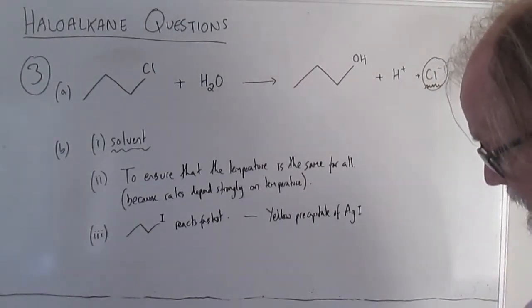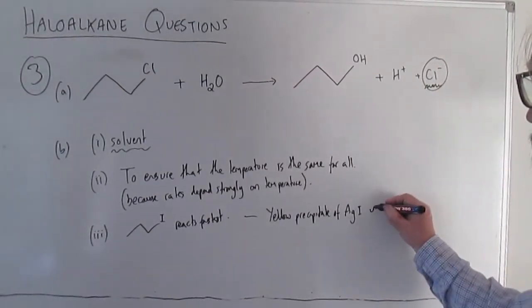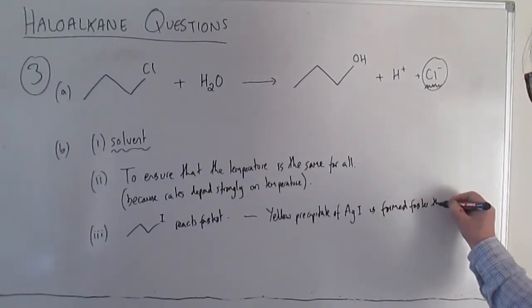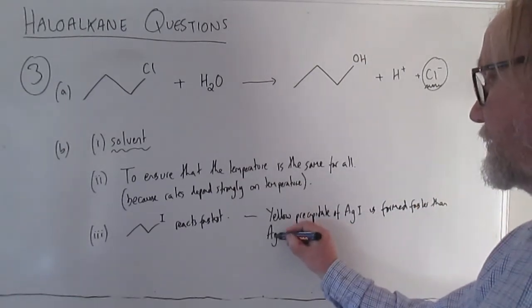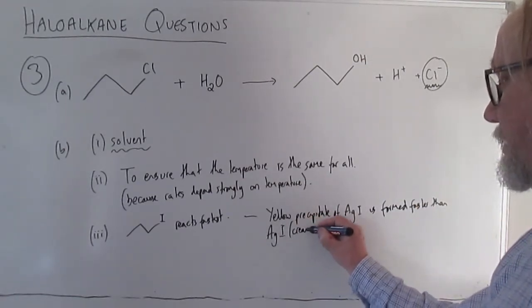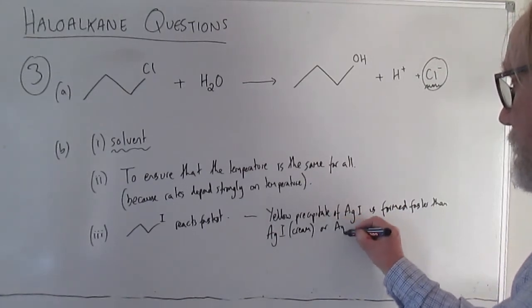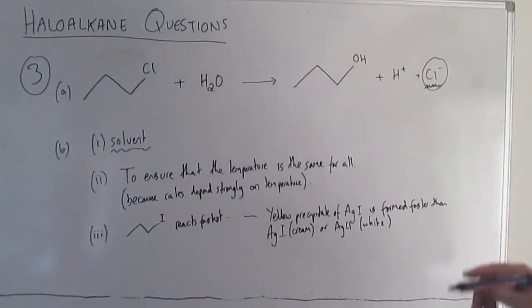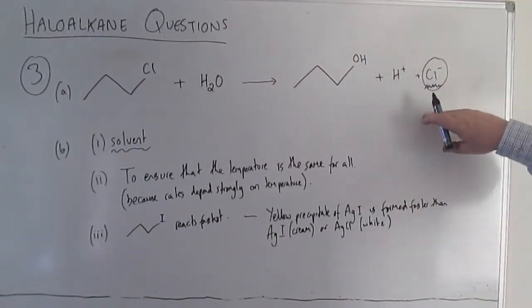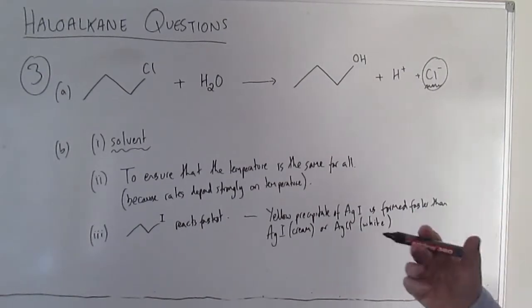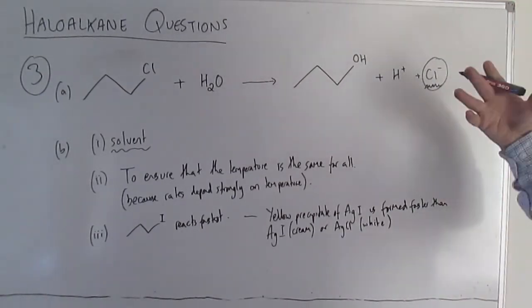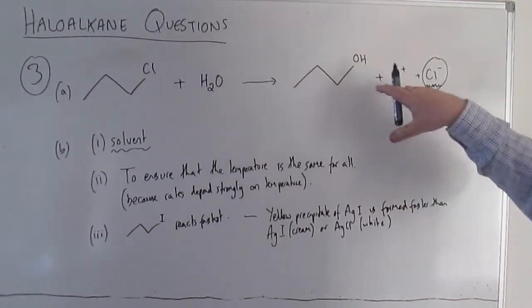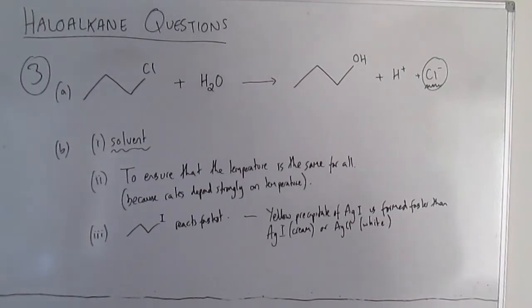So a yellow precipitate of silver iodide is formed faster than AgBr, which is cream, or AgCl, which is white. Okay, so it's a very clever test because the precipitation reaction, the silver ions combining with these halide ions, is really, really fast. So as soon as these are formed, the precipitate will appear. And the rate of precipitation is controlled by how quickly these negative ions are released.